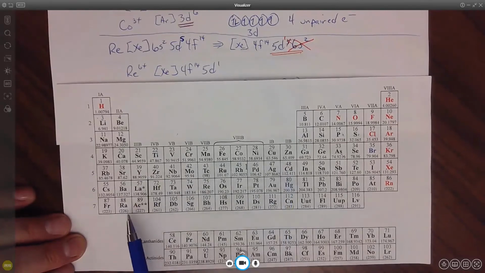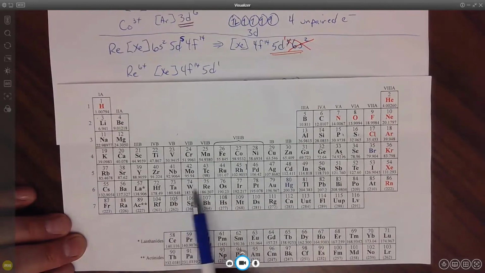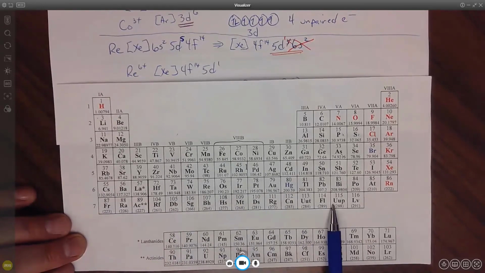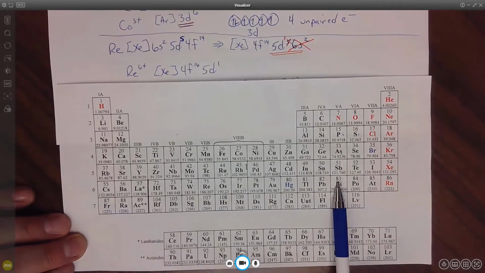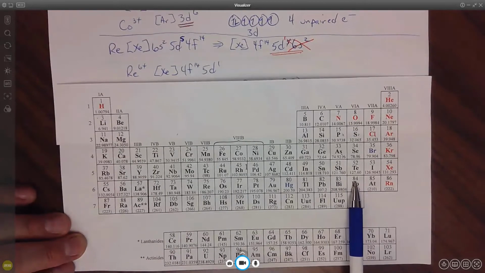Now, these guys here, we'll never talk about these. These are very short-lived elements created in a lab. They're not of any use. But these are in nature. Up to 83, elements are stable. After atomic number 83, so 84 and beyond, they're all radioactive. They don't exist in nature. We create them in labs. So again, not really important to us.